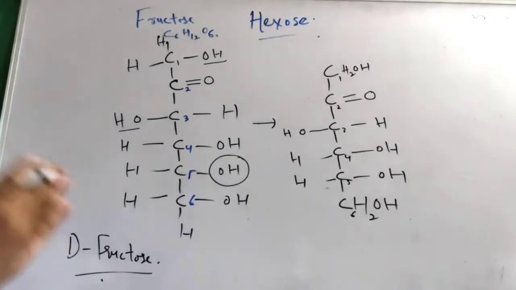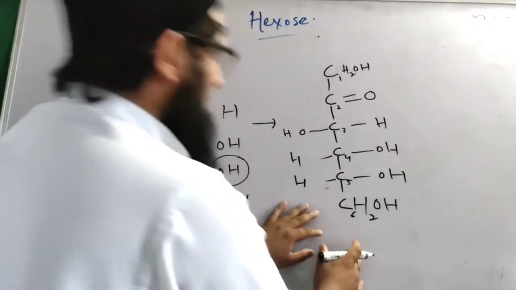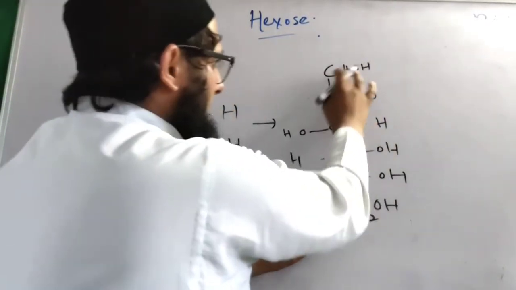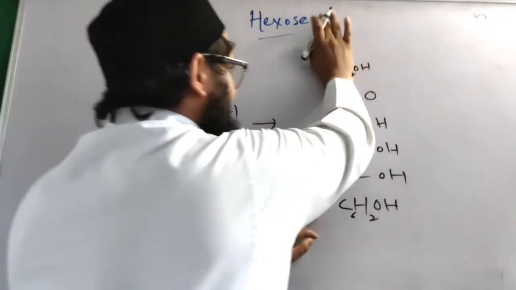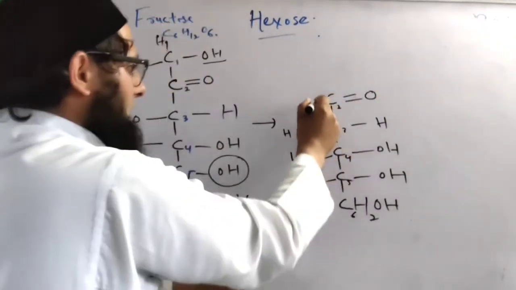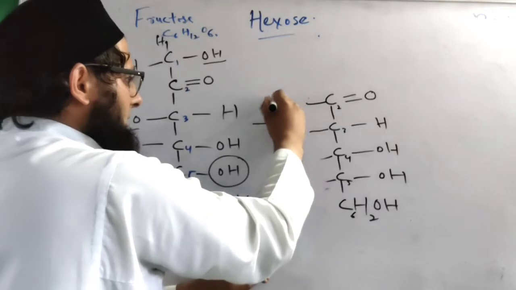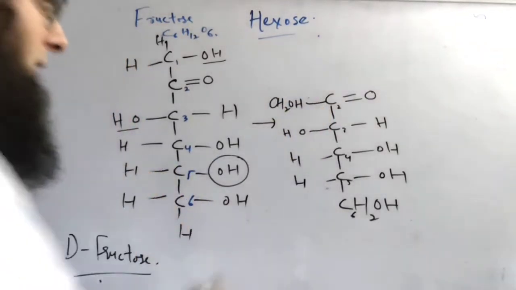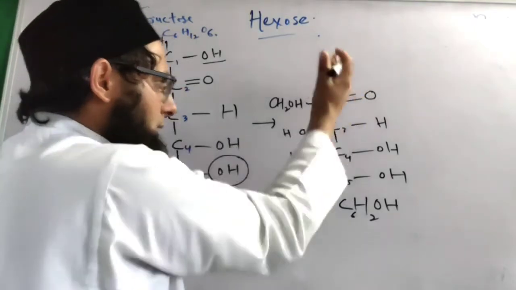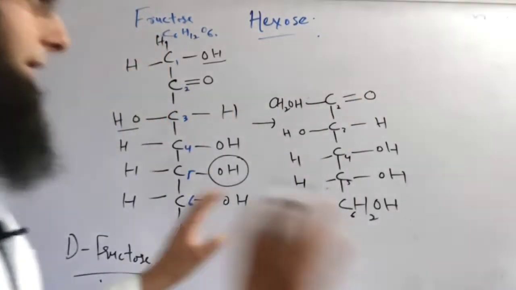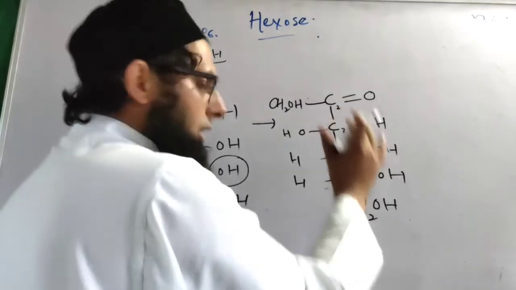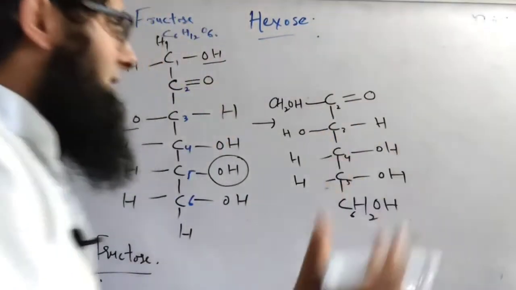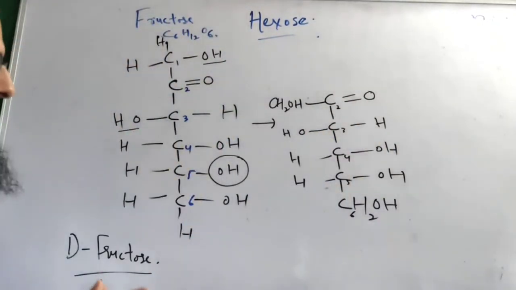From here we form the ring structure of this fructose. We have CH2OH. We can write it like this to make it easy to understand. We are showing the bond on the top, we can show it on the left side as well. It does not make any difference. This is to help you comprehend the things clearly.